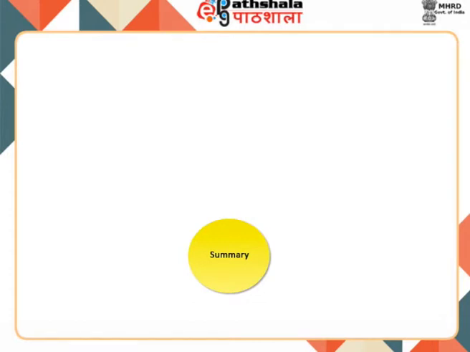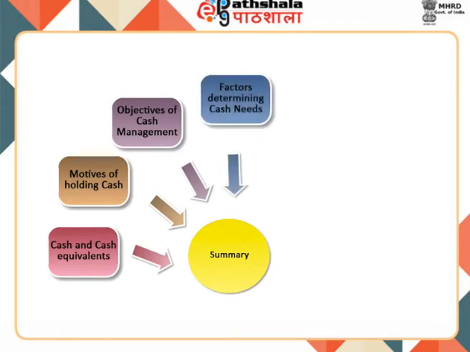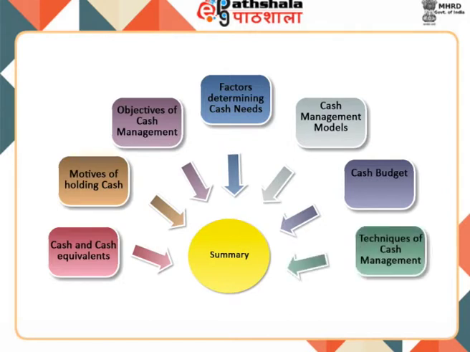Let us summarize what we have learnt in this module. In this module, we have learned about the meaning of cash and cash equivalents, motives of holding cash, objectives of cash management, and factors determining cash needs. Further, we have understood cash management models, namely Baumol's model and the Miller-Orr model. We have also discussed the steps of preparation of the cash budget. Finally, we have discussed the techniques of cash management.